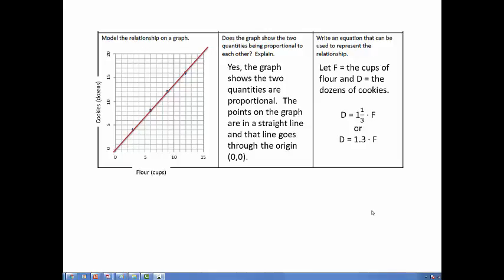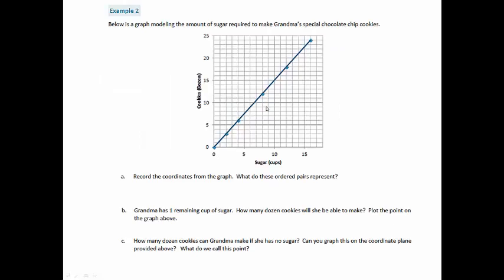Let's take a look at example 2 and see a little bit more about graphs. In example 2, we already have the graph drawn, and it models the amount of sugar required to make Grandma's special chocolate chip cookies. So we're comparing the cups of sugar on our x-axis to the dozens of cookies on our y-axis. The number of cookies we make depends on how many cups of sugar we have. So our cups of sugar are our independent variable.